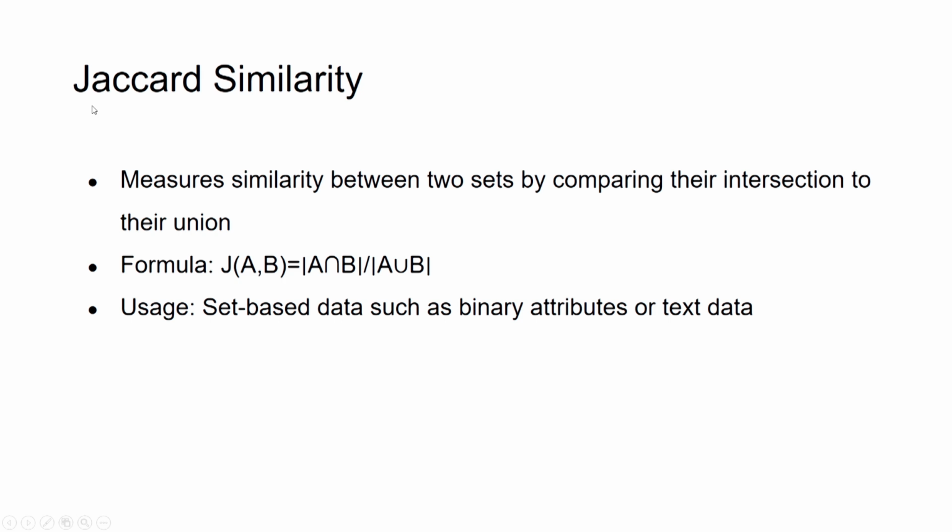The next similarity metric is Jaccard similarity. This measures similarity between two sets by comparing their intersection to their union, and that is why its formula is mod of intersection of A and B upon mod of union of A and B. If you are working on set-based data, or you have binary attributes or categorical variables, in that case you can use this Jaccard similarity metric.